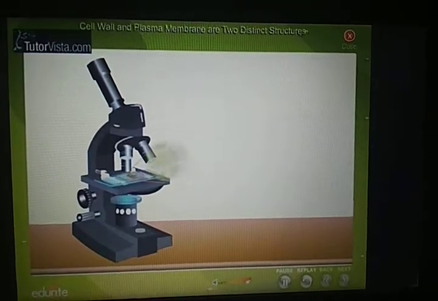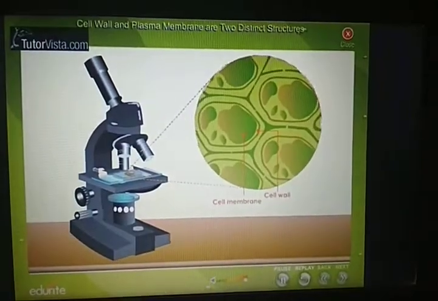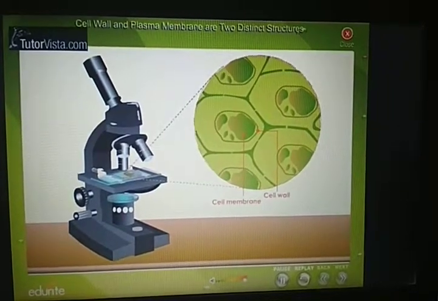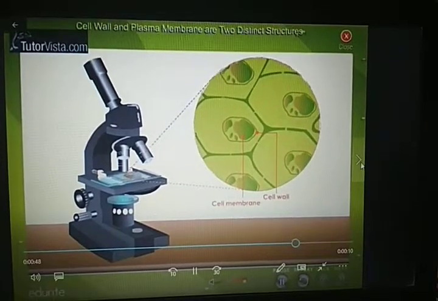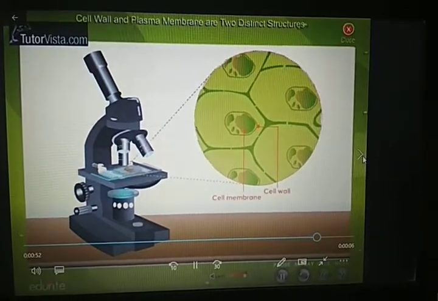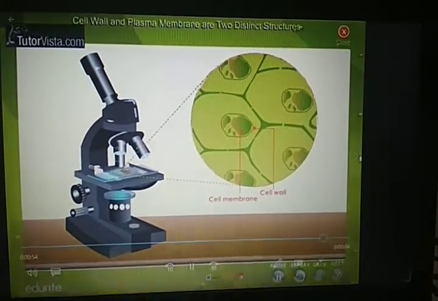Now observe the cells again. The cytoplasm with plasma membrane shrinks, while the position of the cell wall remains unchanged. This shows that the cell wall and the plasma membrane are two distinct structures.